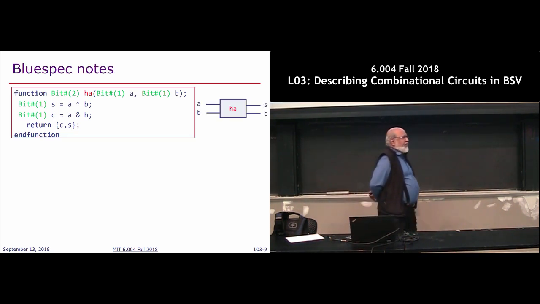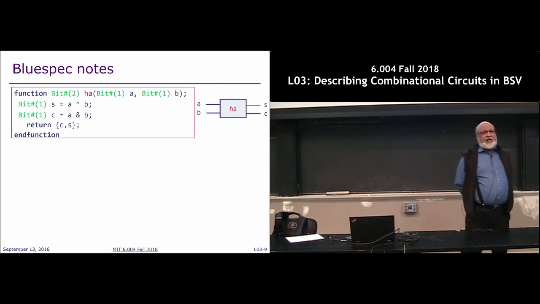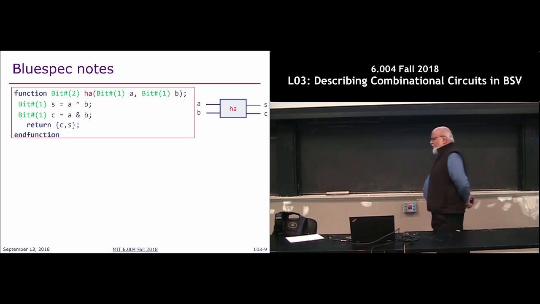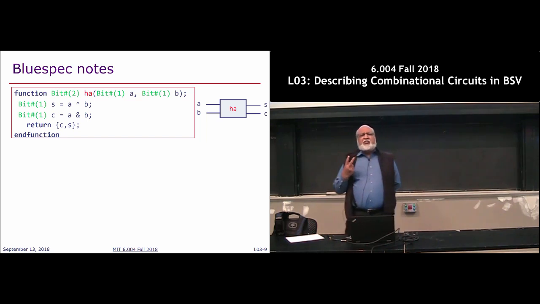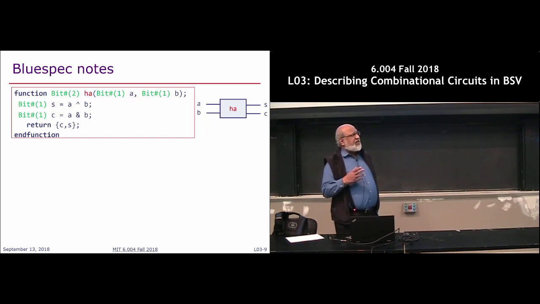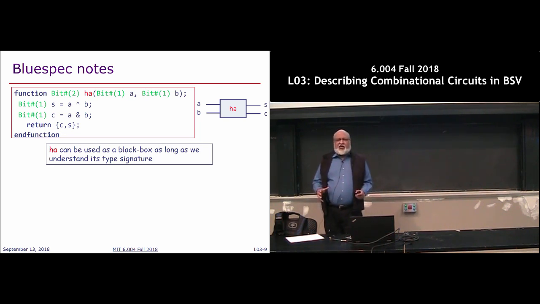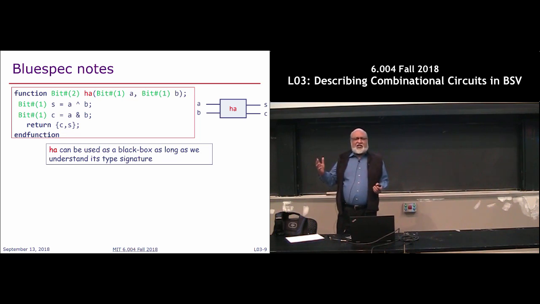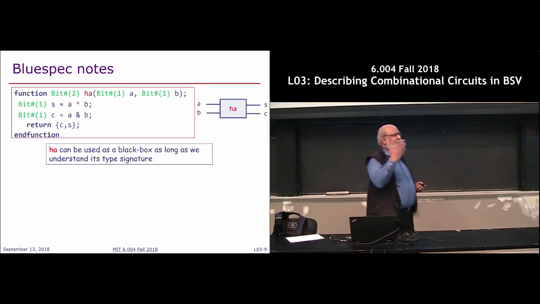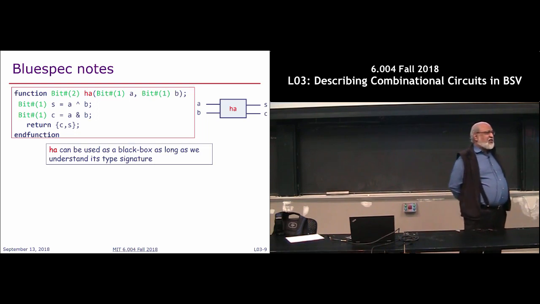Okay, so some more notes on BSV. Notice half adder is returning a 2-bit quantity. First thing is, I want to use half adder from now on as a black box. It incorporates deep intellectual property. I don't want to tell you what it is. But that's it. From now on, we'll just use the box half adder. We don't care what is inside it, because we define it once, we use it over and over again. So this is the first sign you're seeing of deep abstraction.